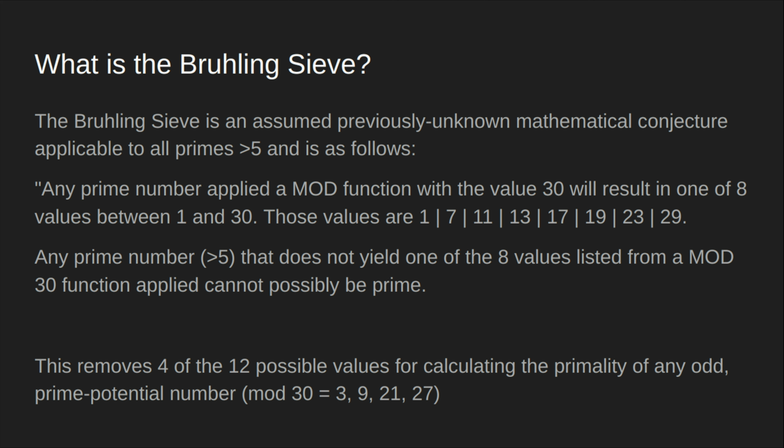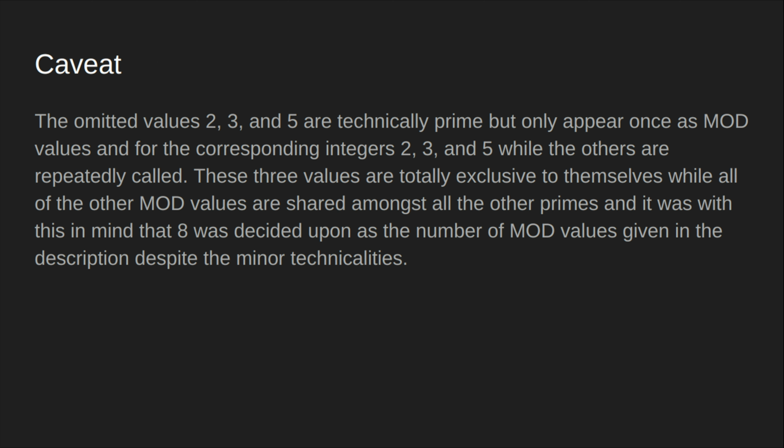Any number greater than 5 that does not yield one of these values listed cannot possibly be prime. This removes 4 of the 12 possible values for calculating the primality of any odd prime potential number, meaning if you apply the mod 30 and you receive 3, 9, 21, or 27, then it cannot possibly be prime.